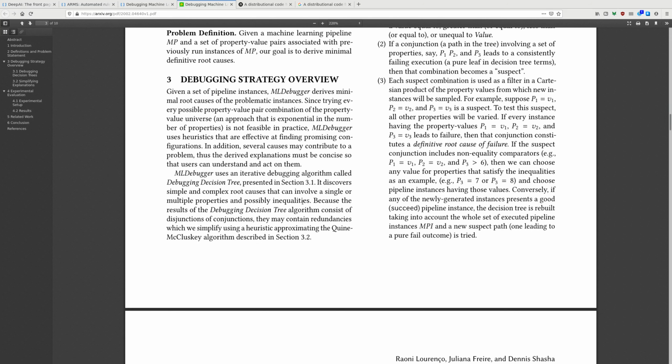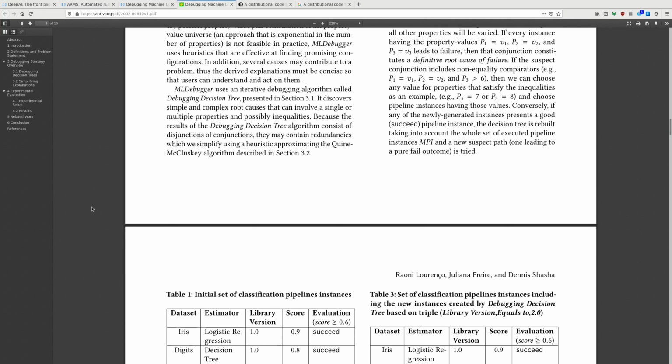ML debugger derives a minimal root cause for problematic instances, though the number of operations is not feasible in practice. ML debugger uses heuristics that are effective at finding promising configurations. Several causes may contribute to the problem, so the derived explanation must be concise so that users can understand and act on it.